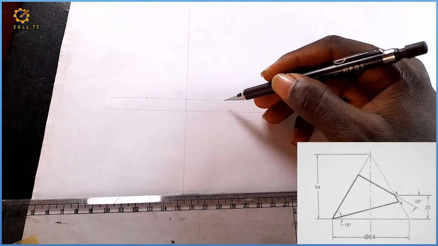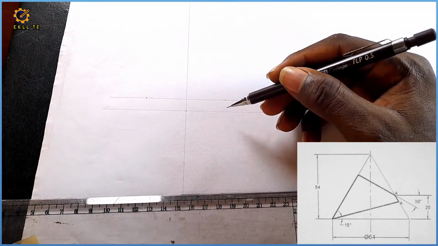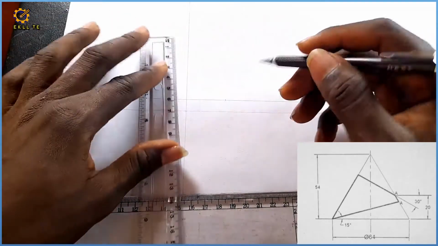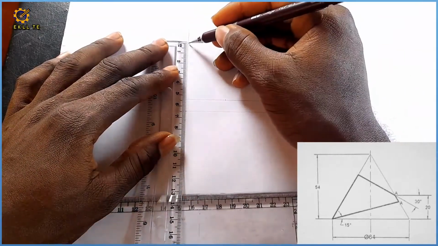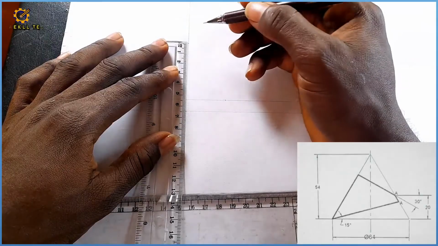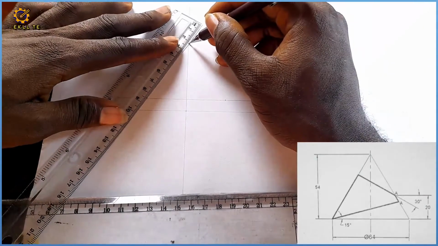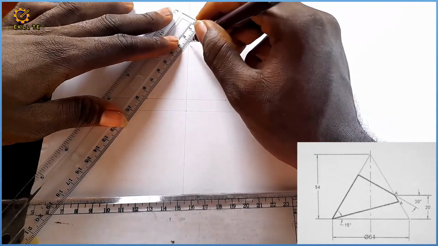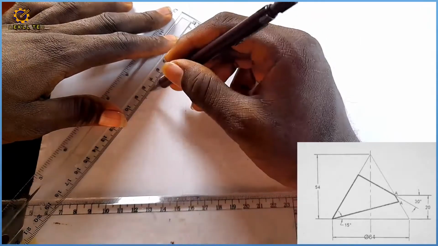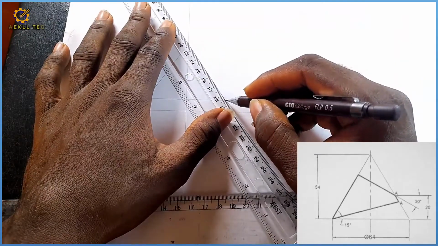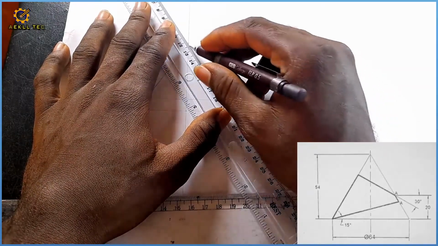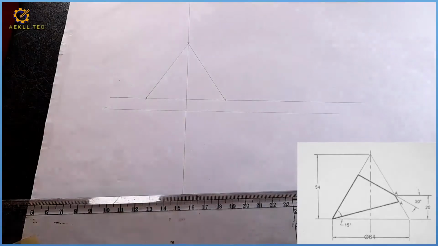So from this area now, we are told that the vertical height is 54, which is right here, vertical height of 54. So from this mark of 54 to the base here, I'm going to draw it faintly first, and also faintly in this direction.